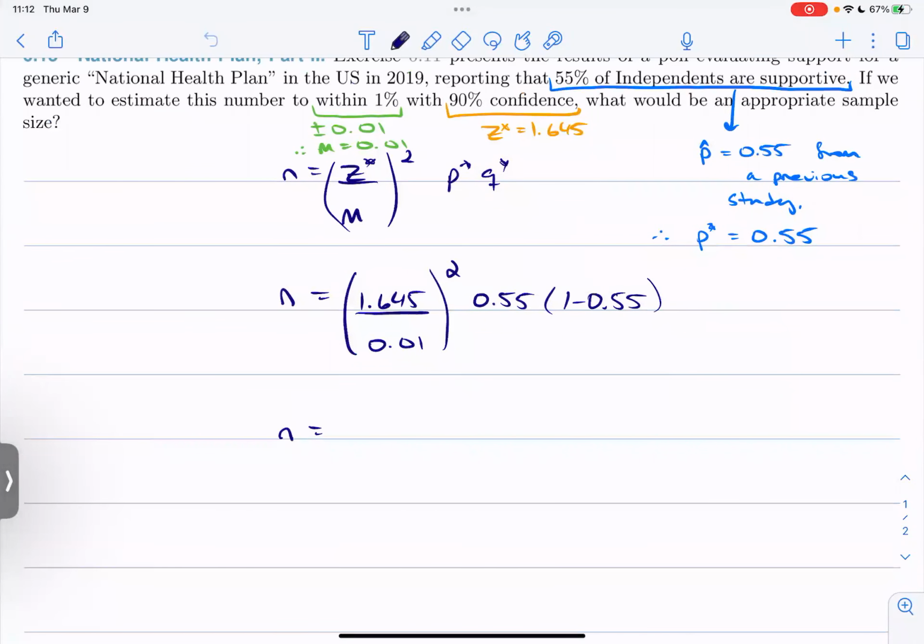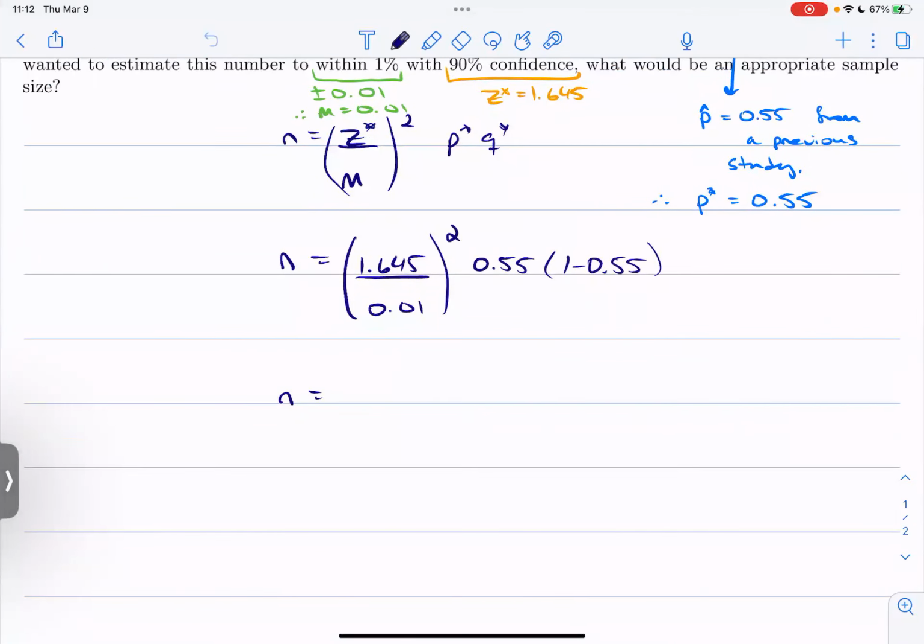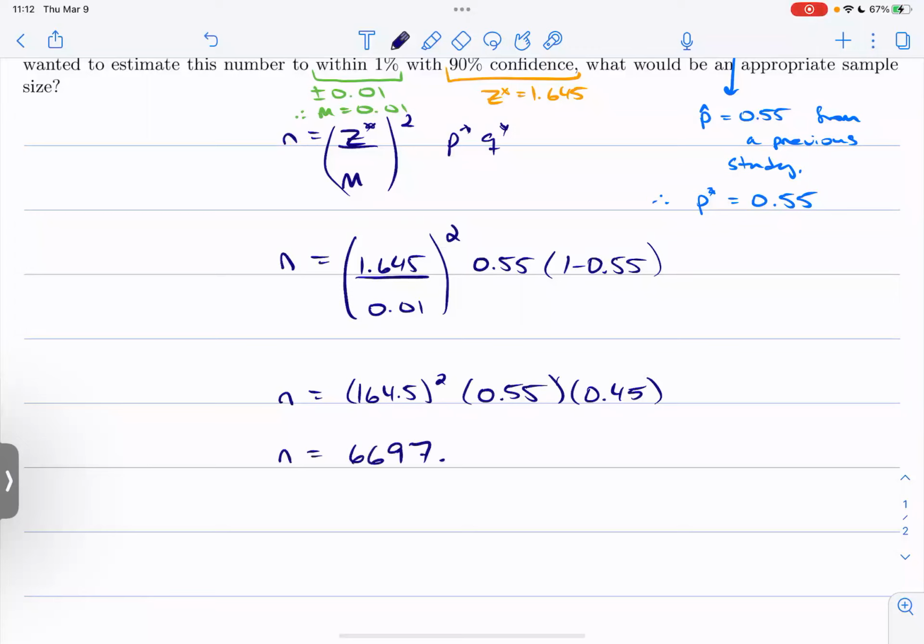So 1.645 divided by 0.01 is 164.5, squared, times 0.55 times 0.45. Oops, 0.45. Let me just confirm that. Okay, yeah. 164.5 squared times 0.55 times 0.45. I get n equal to 6697.411875.